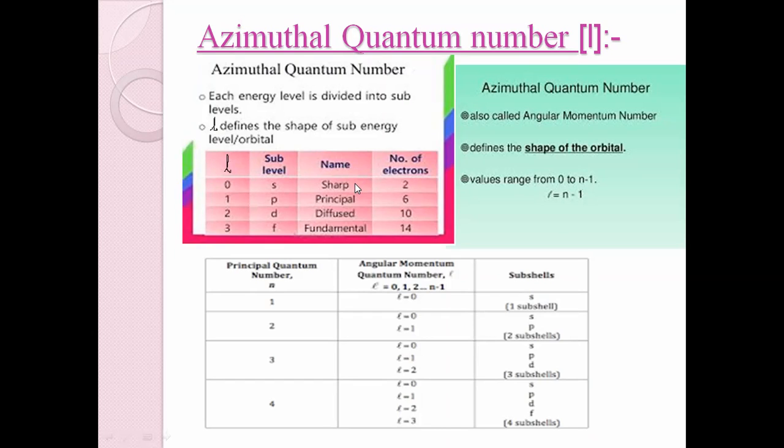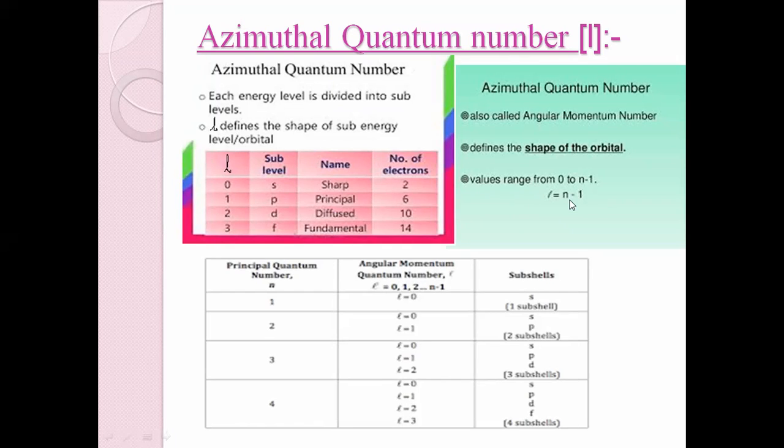What is this S? S is derived from the name sharp orbital. Now, how many electrons are present in it? 2 electrons. This S subshell has the capacity to take in only the 2 electrons. Why only 2 electrons? That we are going to see further in the second slide. ठीक है?